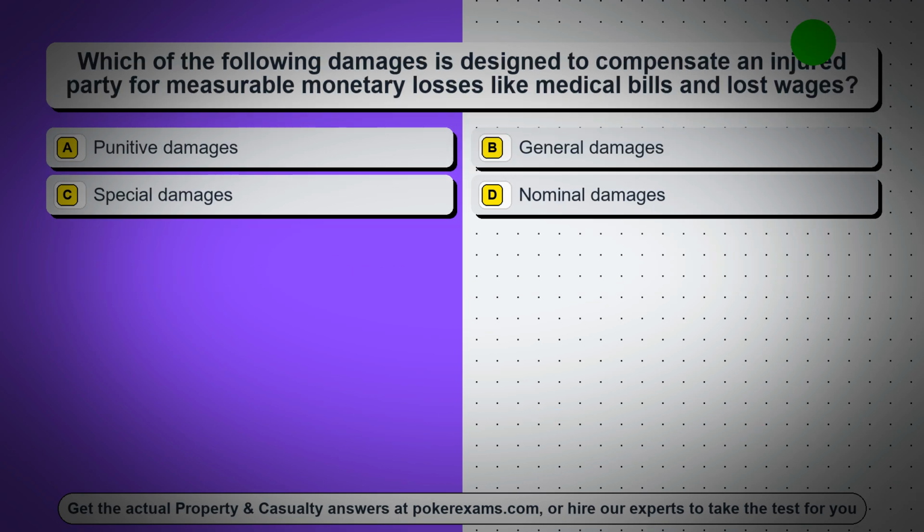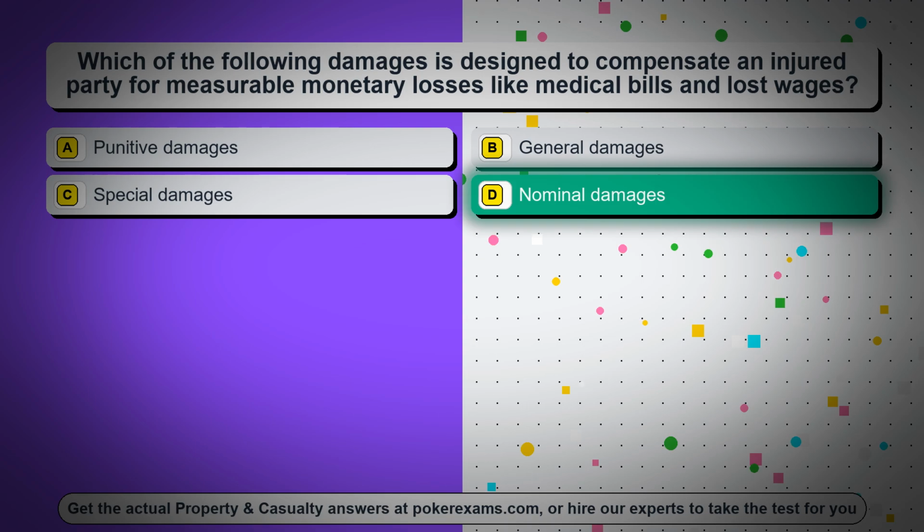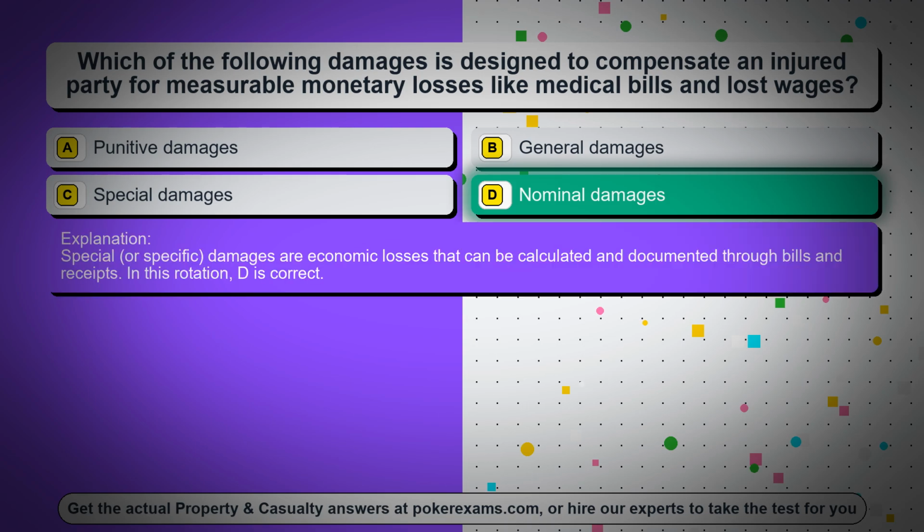Question 2. Which of the following damages is designed to compensate an injured party for measurable monetary losses like medical bills and lost wages? Option A, punitive damages. Option B, general damages. Option C, special damages. Option D, nominal damages. The correct answer is option D, nominal damages. Special, or specific, damages are economic losses that can be calculated and documented through bills and receipts. In this rotation, D is correct.